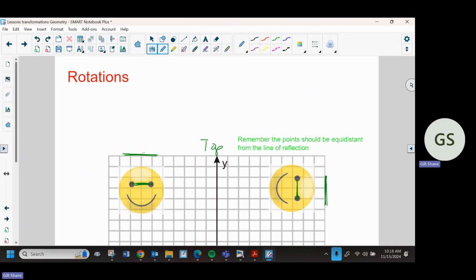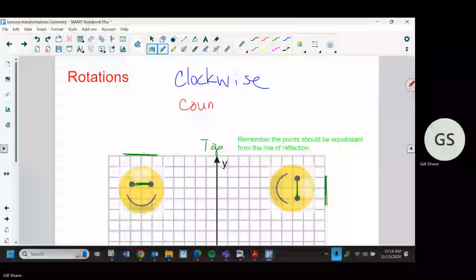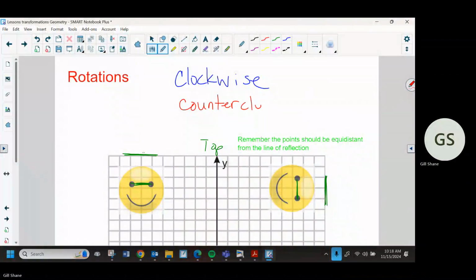Write these two definitions down. Hopefully you know them. So, clockwise and counterclockwise.